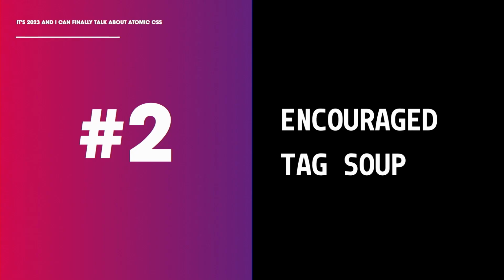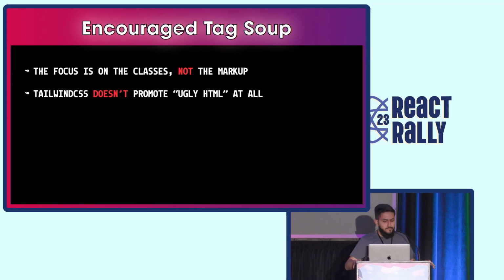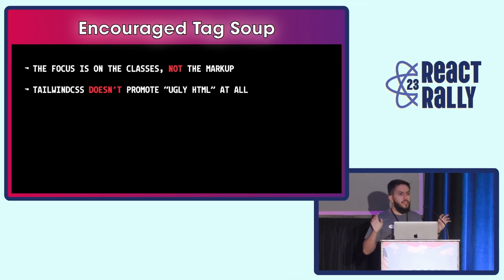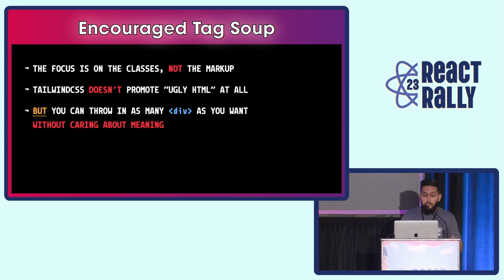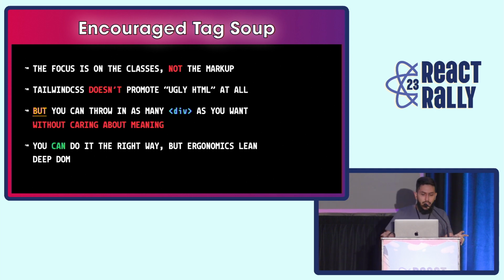The second thing is what some people call the encouraged text soup. That's not a Tailwind thing, but with most Atomic CSS, the focus is on the classes, not on the markup. Before we move forward, don't get me wrong, it's not like Tailwind is promoting ugly HTML, nothing like that. But you can throw in as many divs as you want, and you just don't have to care about their meaning. And the result is you can do things the right way, but it's just easier a lot of times if you don't.